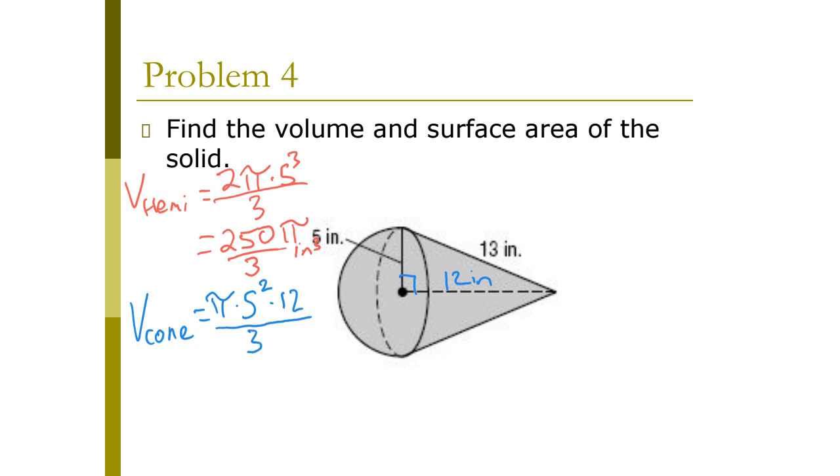How easy was that? I didn't even have to do the Pythagorean theorem because I remembered my triples. All right. So 5 squared is 25. 25 times 12. And I'm noticing that I don't want to reduce. If this is over 3 and this is over 3 and I want to put them together, I want a common denominator, right? So this ends up being 300 pi over 3. And if I add those two together, the total volume is going to be, well, 250 plus 300 is 550 pi over 3.